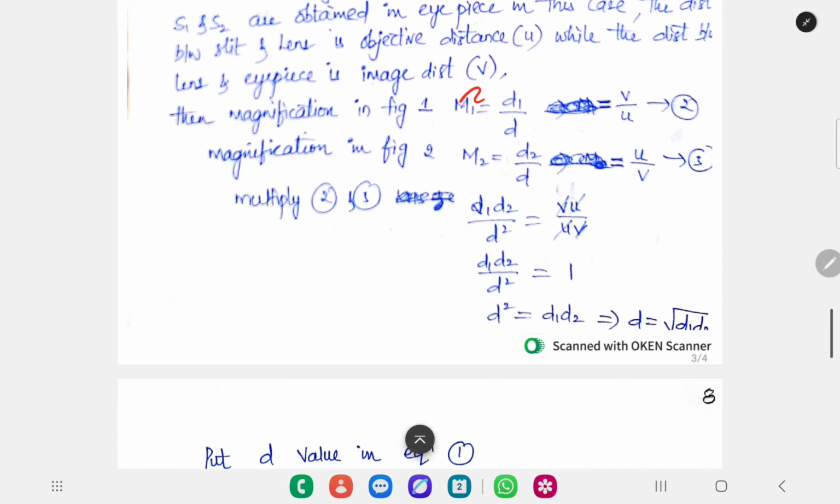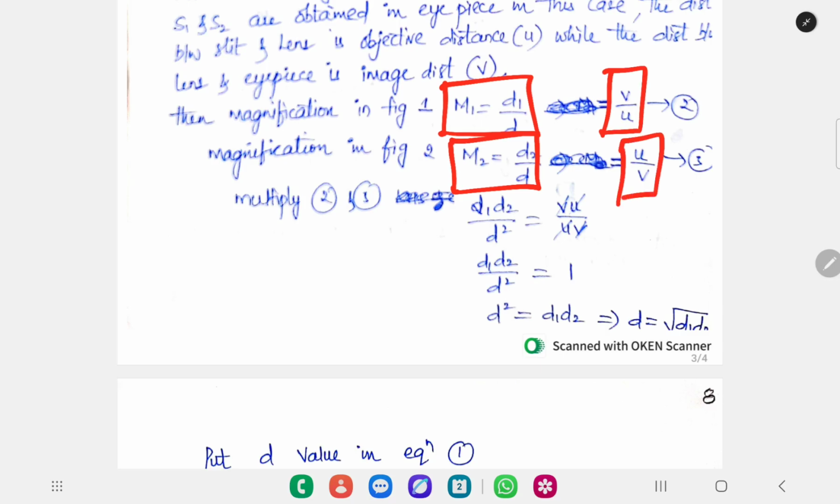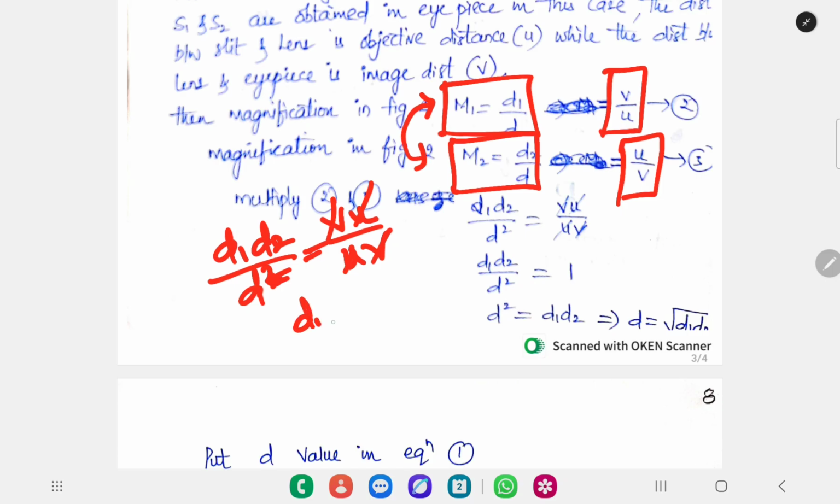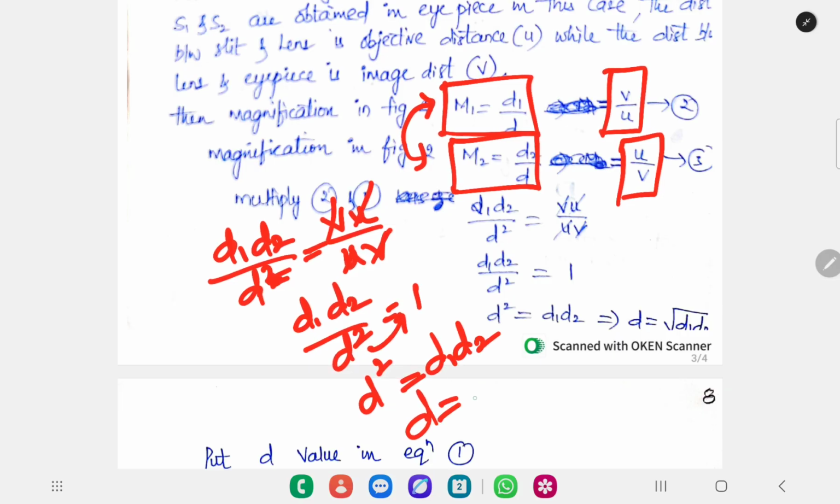So substituting in the equations, M1 is equal to d1 by d, and M2 is equal to d2 by d, that is equal to V by U and U by V. Now multiplying these two equations, we get d1 d2 by d square is equal to VU by UV. V and V cancel, U and U cancel. d1 d2 by d square is equal to 1, or we can write d square is equal to d1 d2, or d is equal to the square root of d1 d2. So now we got the value of d.